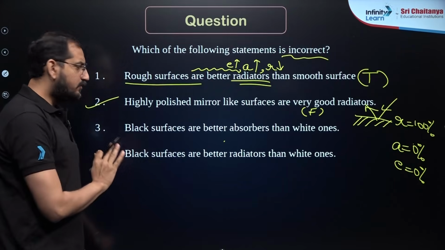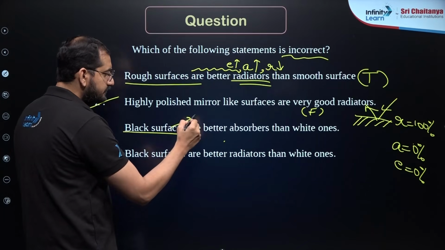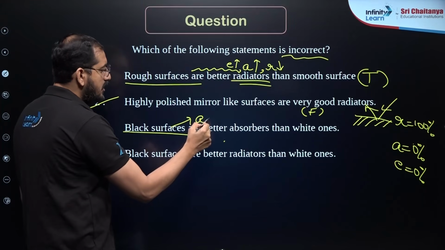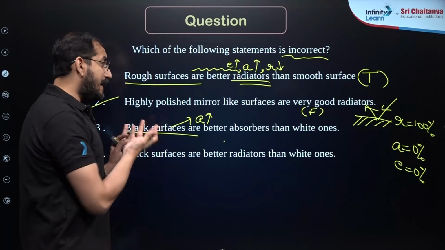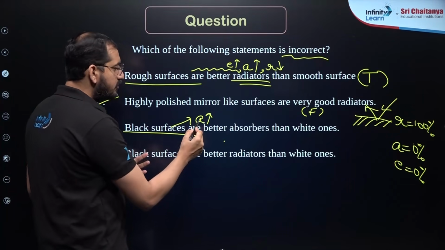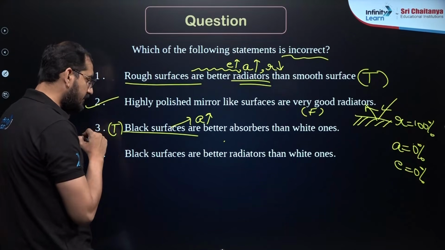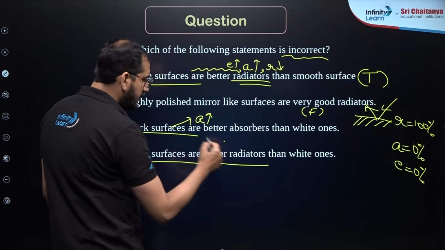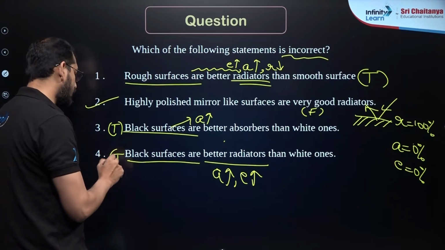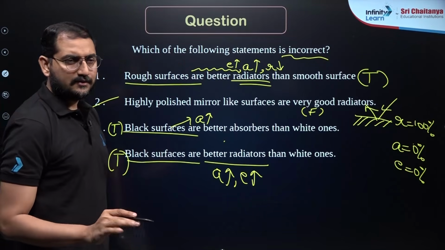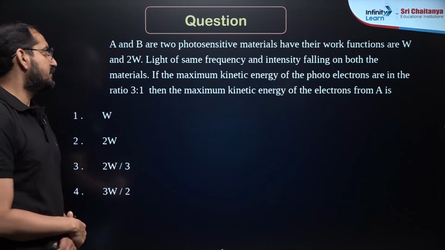Let's quickly check the 3 and 4. Same logic is applied. Black surface means they are going to absorb a lot of radiations in the electromagnetic spectrum. Hence, they are black in color. Because their absorptivity is higher than white, we can directly say the third one is a true statement. Black surfaces are better radiators. Of course, if their absorptivity is high, their emissivity is also high. Fourth one is also true. Only the second statement is a false statement. I hope this is clear. Let's go on to our next question.